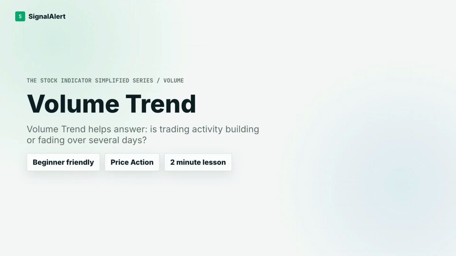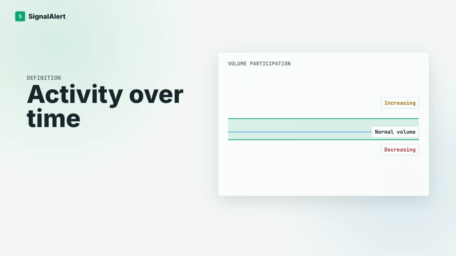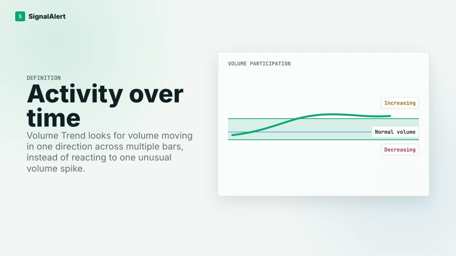Today we are looking at volume trend. We already covered volume spike earlier. A volume spike is one unusually large bar. Volume trend is different. It asks whether trading activity is building or fading across several bars.